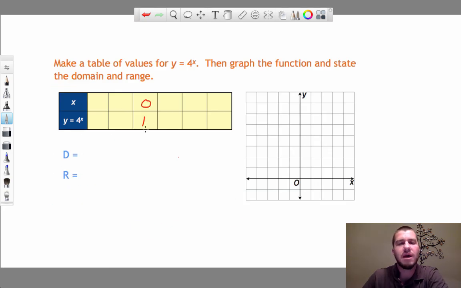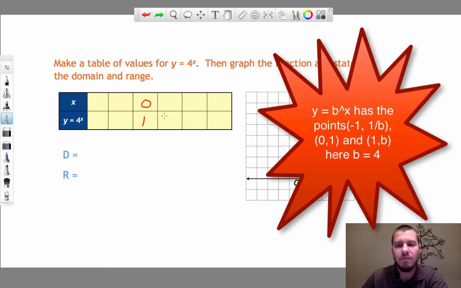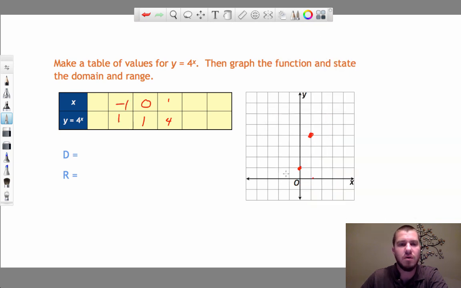So to graph it, I'm going to make a table of values. And I should know these 3 points already. The point (0, 1), which is here, and then because this is growth, I should know it's going to be going this direction because the b is greater than 1. So then I'm going to have that point (1, b), which is going to be (1, 4), when x is 1, y is 4, and I'm going to have the point (-1, 1/4), which is going to be about right here.